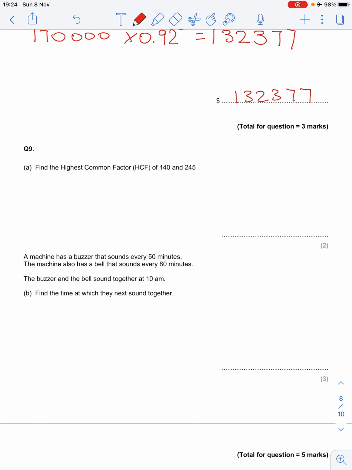Find the highest common factor of 140 and 245. So I like to do my factor trees. So 140, I have 14 and 10, 2 and 7, prime numbers, 2 and 5. 245 can be split into 5 and 49, 7 and 7.